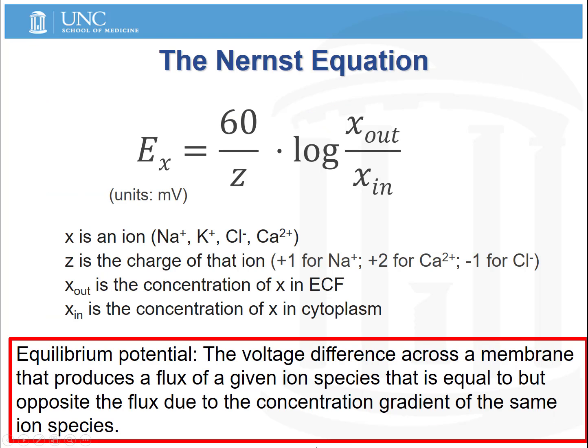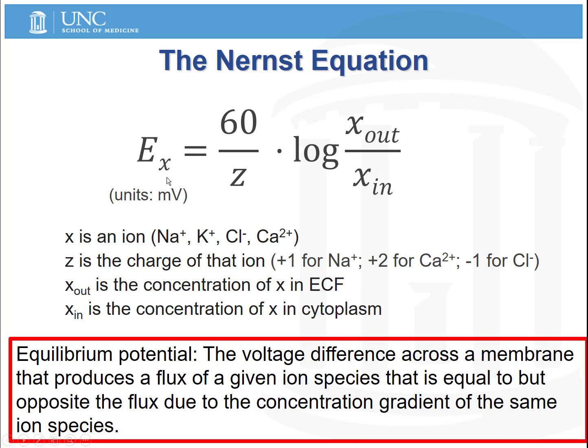So this is the Nernst equation, and it just converts a concentration difference for an ion between the inside and the outside of the cell into a voltage. And the voltage calculated by the Nernst equation is just the voltage difference across the membrane, or the membrane potential, that is equal to and opposite the concentration gradient. So at this voltage, there's no net movement of the ion.